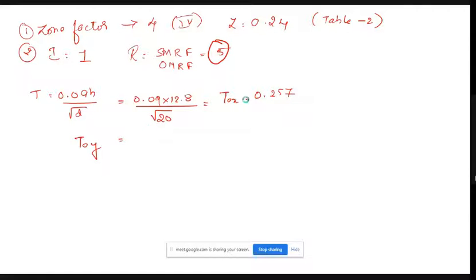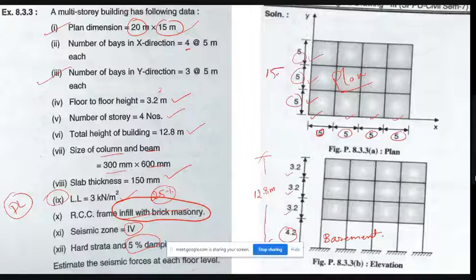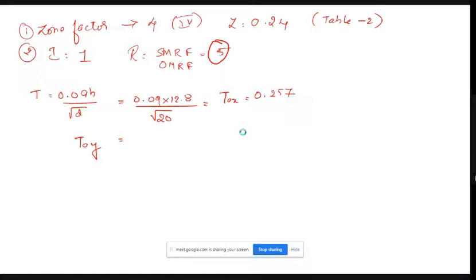If you are going for y direction, if you see the diagram, here it is 15 meter, and in x direction it is 20 meter. So for y direction, it will be 0.09 into 12.8 divided by square root of 15. So Tay will be equal to 0.297.